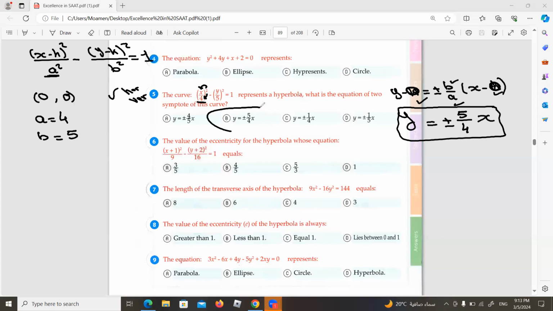It means letter B. So pay attention about this, please. Letter B: if you ask me about the asymptote, it means a line that the curve tends to or approaches, but doesn't touch, doesn't intersect.